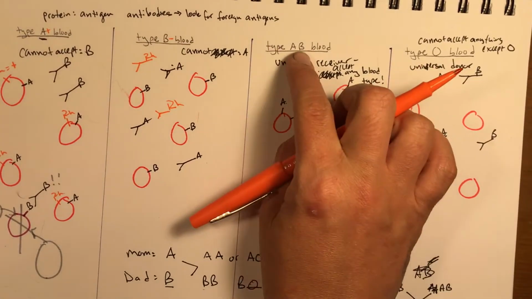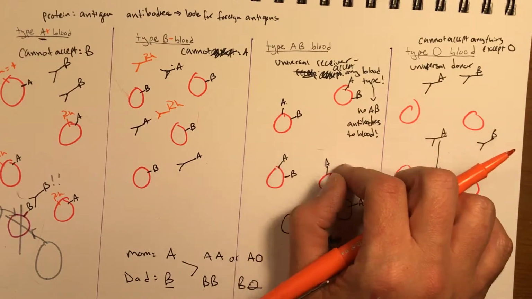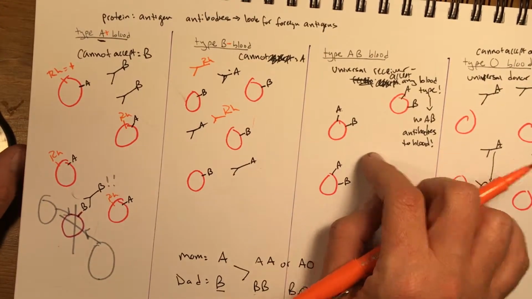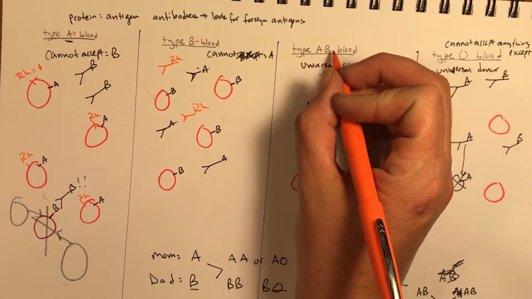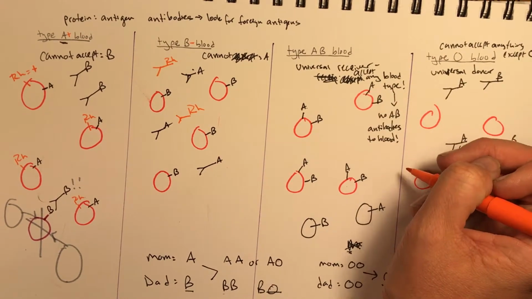Okay, same thing over here with the AB blood. If you don't have that RH protein, that antigen, on your blood cells, then you're negative. If you do have it, like over here, you're positive. So you could be AB positive, AB negative. You could be O positive, O negative. It's a different protein that you're looking at in that case.